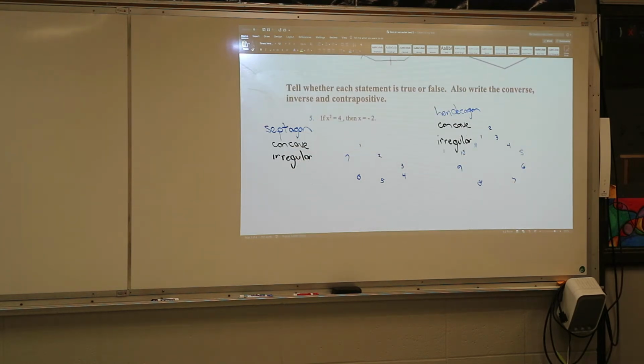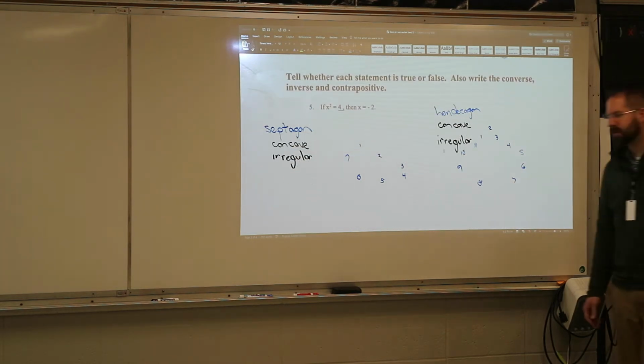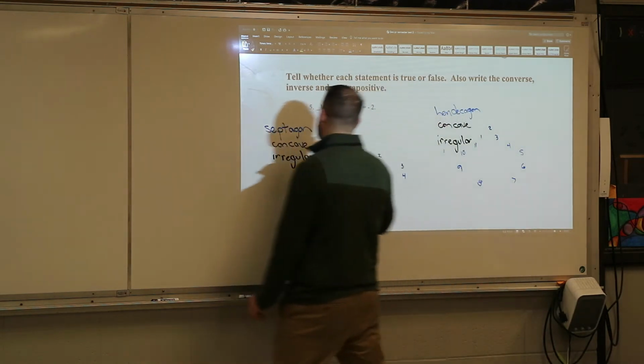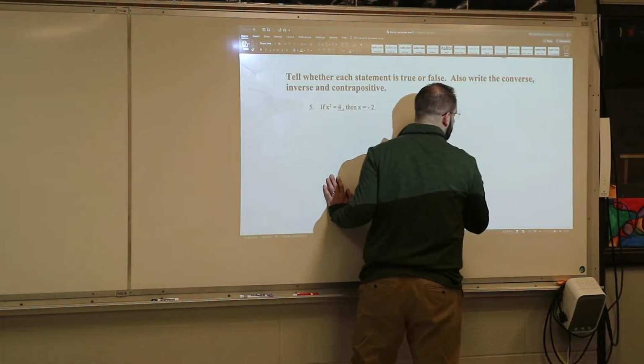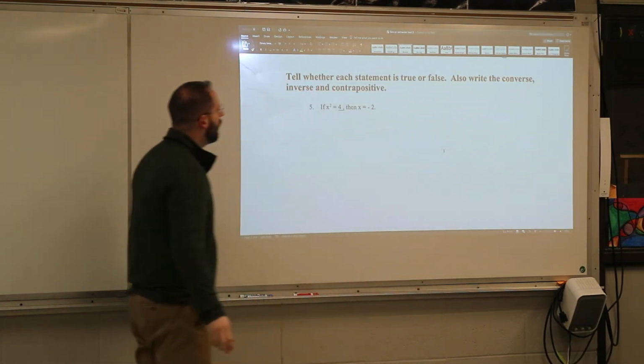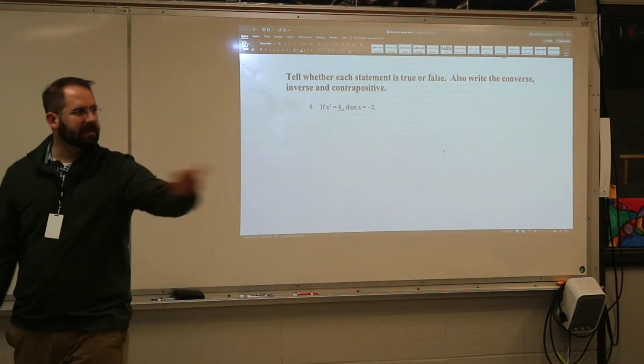The last problem of the day, we have to tell me the converse, inverse, contrapositive, and then tell me if the sentence is true or false to begin with. So pretty easy. This is exactly what your semester test will look like. I'll give you a sentence. It'll be something easy that you can read.